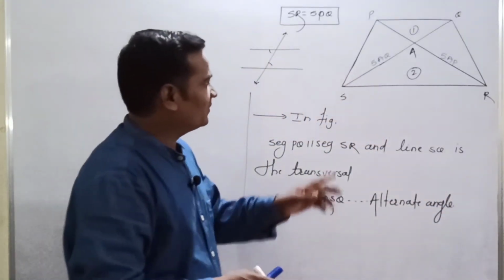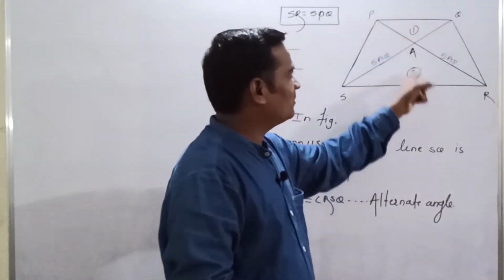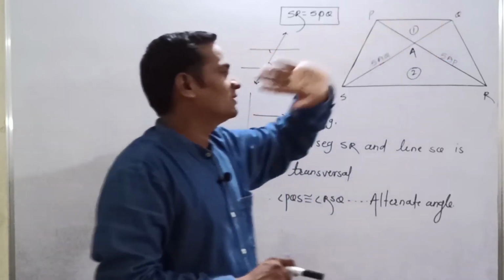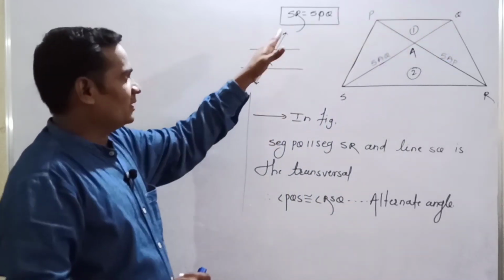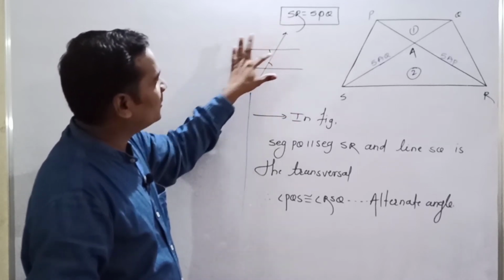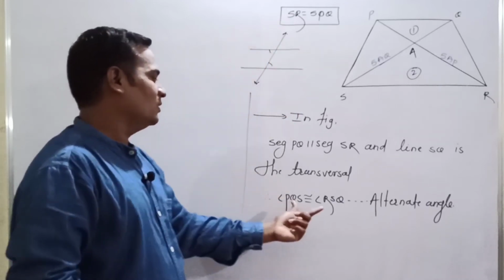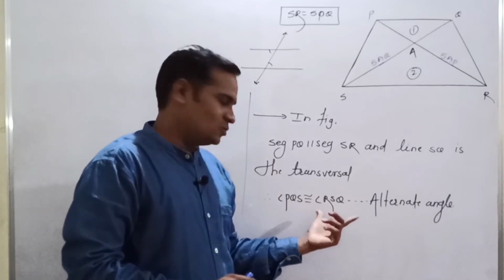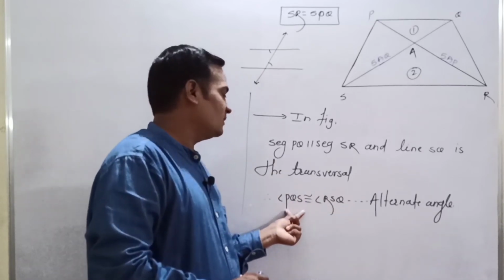Now why is this so? Because PQ and SR both are parallel and SQ is the transversal. Now if a transversal intersects any two parallel lines, then both pairs of alternate angles are congruent. So we just want this one. So write down PQS.